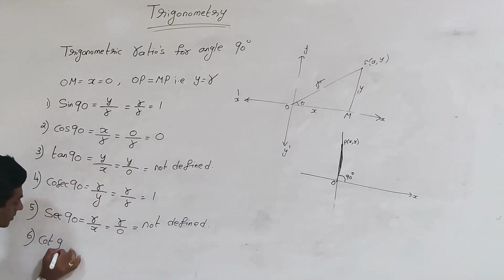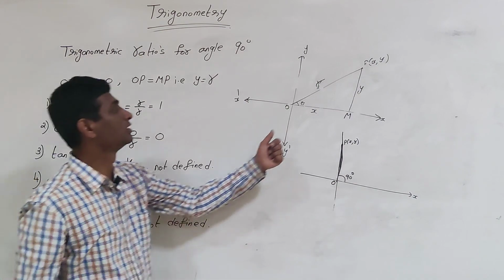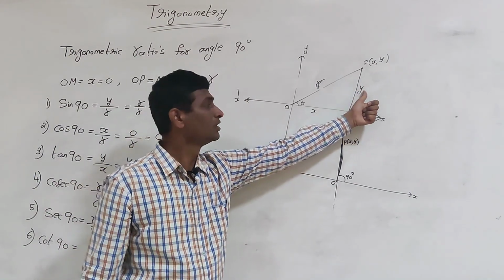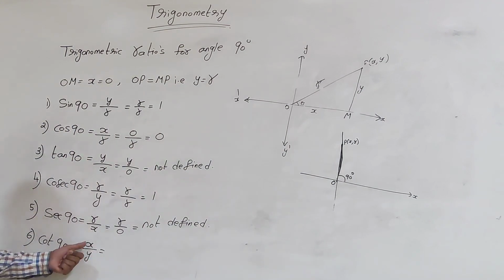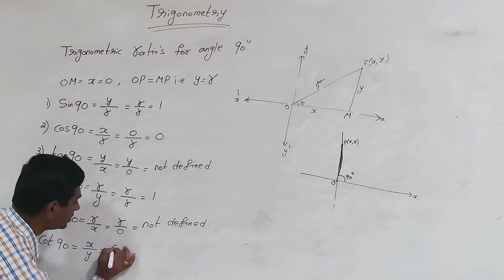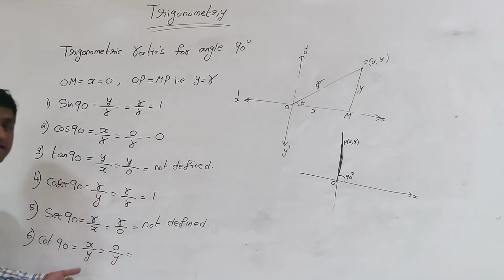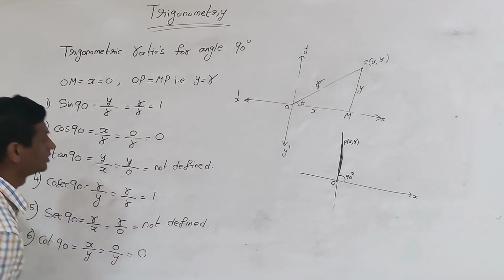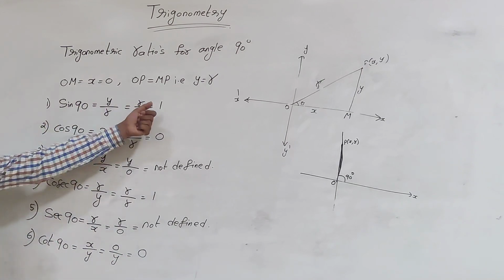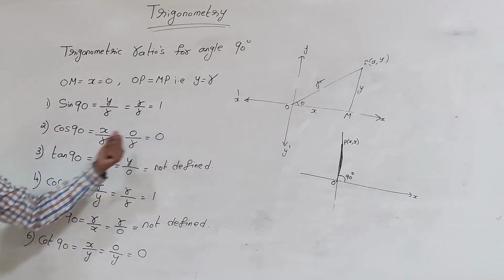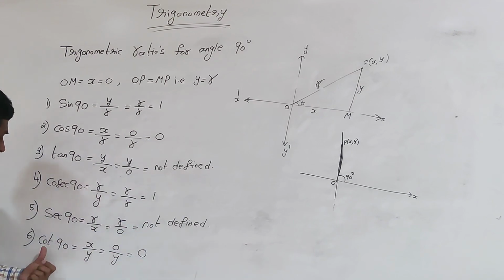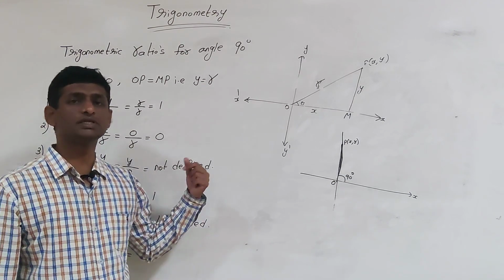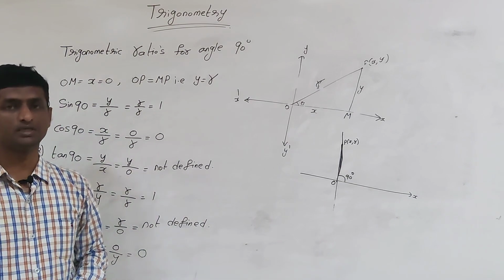Cot 90. Adjacent side by opposite side, x by y. But what is the value of x in this case? 0. 0 by y, and 0 by anything is always 0. So sin 90 is 1, cos 90 is 0, tan 90 is not defined, cosecant 90 is again 1, secant 90 is not defined, and cot 90 is 0. So these are the trigonometric ratios for 90 degrees.